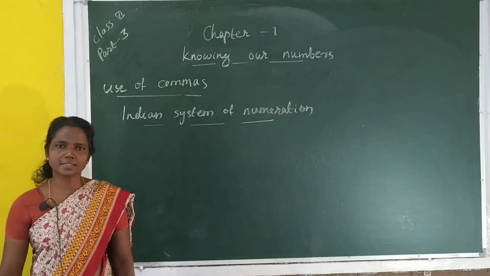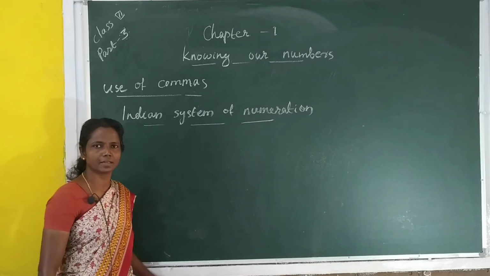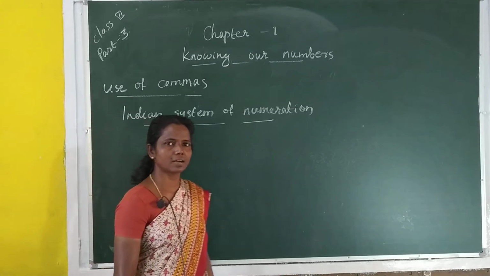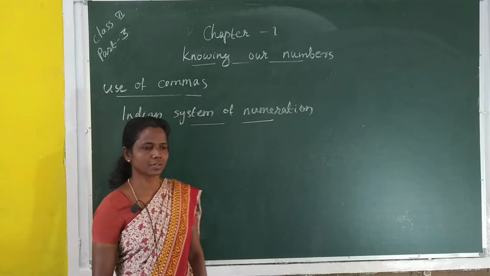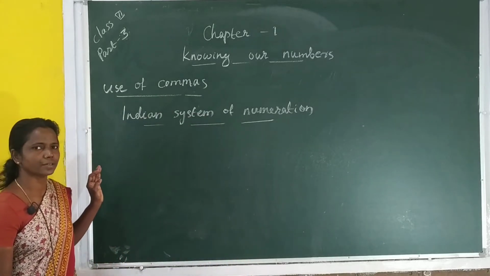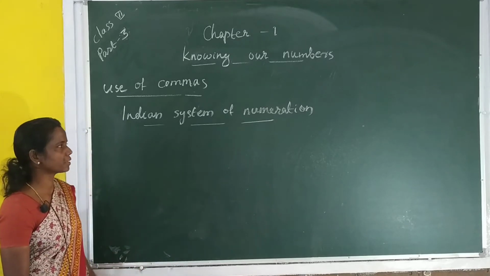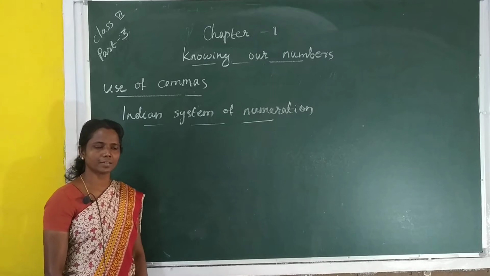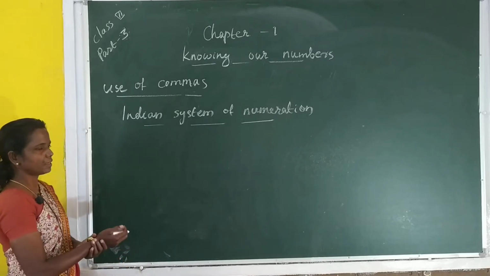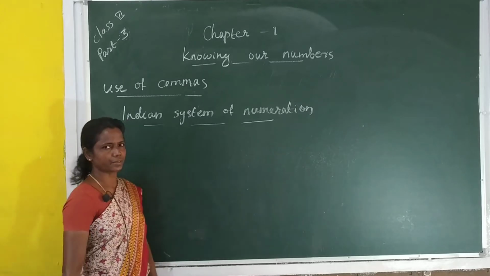In the Indian system of numeration, we use ones, tens, hundred, thousand, lakh, and crore. And commas are used to mark thousand, lakh, and crore. Is it clear? Then let us see how to use commas in the Indian system of numeration.